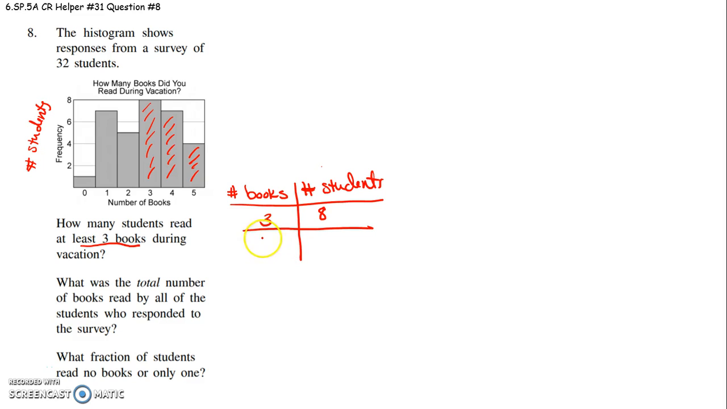For 4 books, looks like 7 students read 4 books. And for 5 books, it looks like 4 students read 5 books. So to figure out how many students read at least 3 books, I would take 8 plus 7 plus 4. 8 plus 7 is 15, and 4 more is 19. So 19 students read at least 3 books.